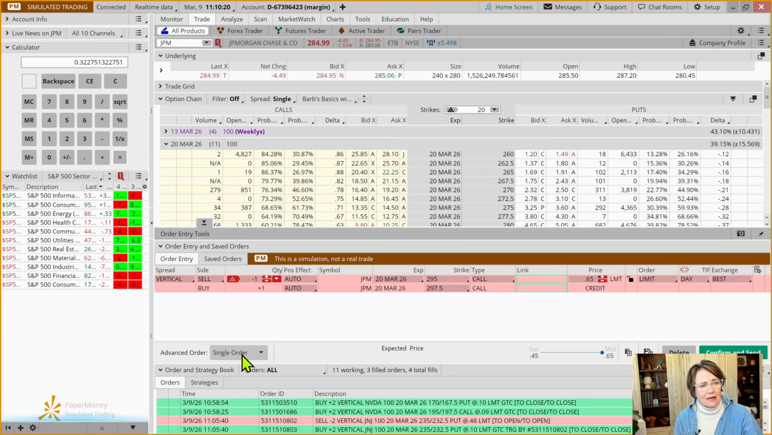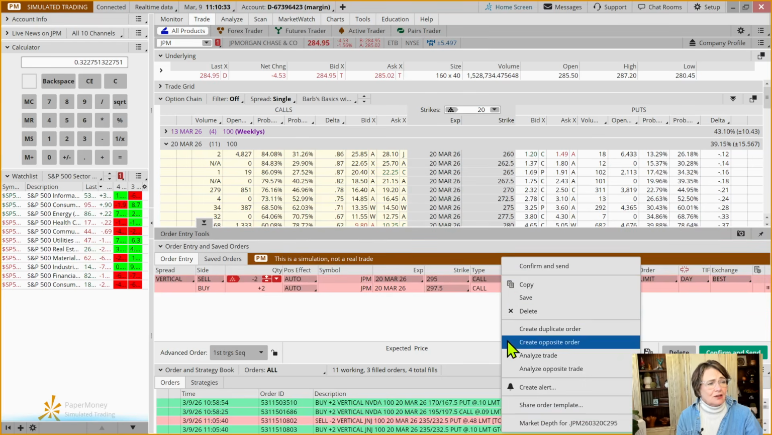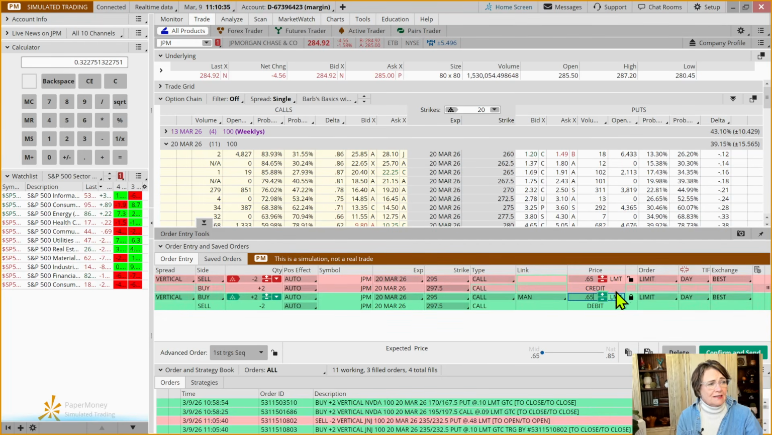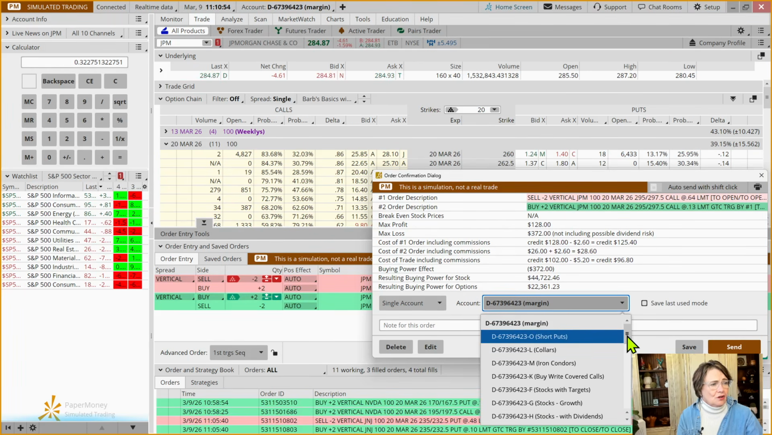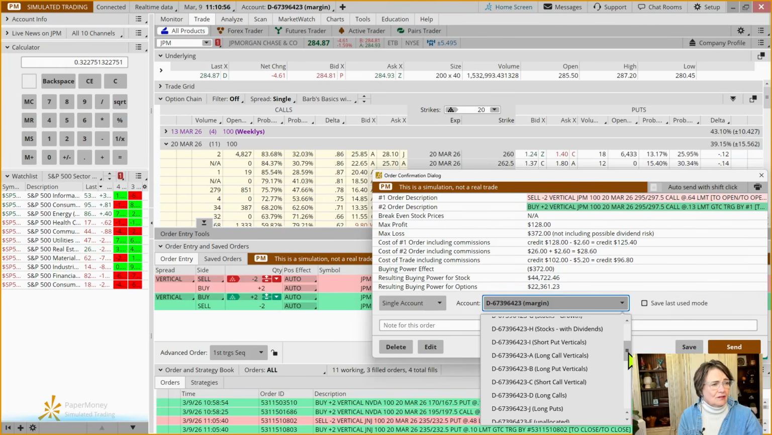And so I'm going to take my single order. I'm going to turn it into a first trigger sequence. I'm going to make this 2 contracts because that has us risking, you know, almost $400. We're going to right click, create an opposite order, say, hey, when this is worth about 13 cents, I'd like to buy it back. Good till canceled. Confirm and send. So we're risking $372. We're going to put that in our short call vertical bucket.